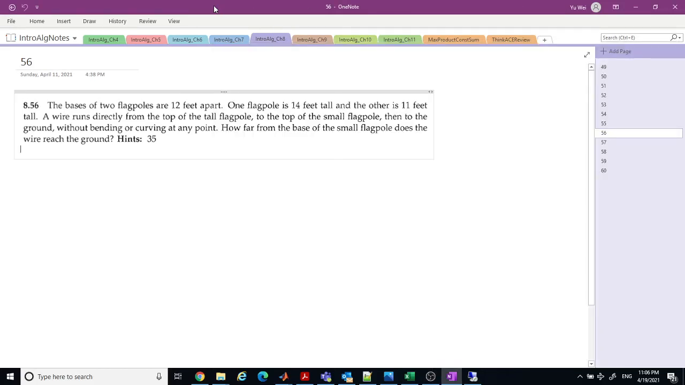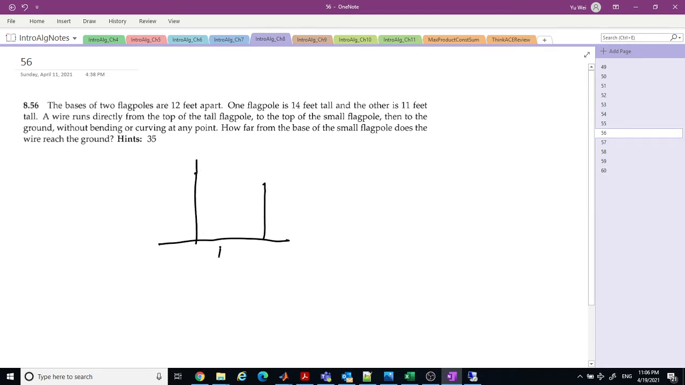Okay, now let's keep working on the second section of the challenge problem for this chapter. So the problem 56 mentions the base of two flagpoles. I have two flagpoles 12 feet apart, and one flagpole is 14 feet and the other is 11 feet.